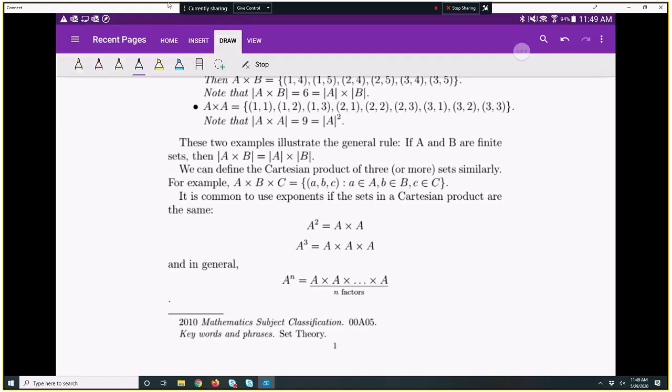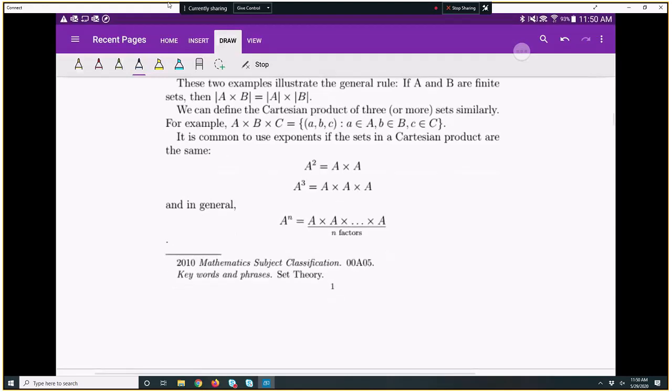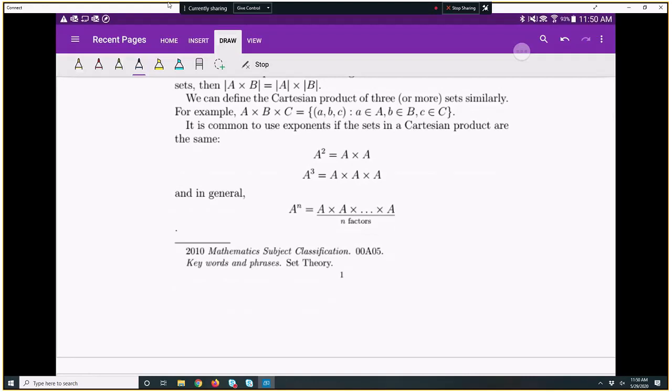Similarly, we could define the Cartesian product of 3 or more sets. So if we had 3 sets A, B, and C, then we would have ordered triples instead of ordered pairs. The first element coming from A, the next element coming from B, and the next element coming from C. And when we're taking the Cartesian product of a set with itself, it's common to use this exponential notation. So it looks like A squared, but it's the Cartesian product of A with itself, or A cubed is the Cartesian product of A with A with A, and so on.